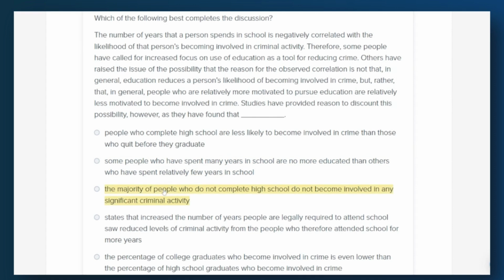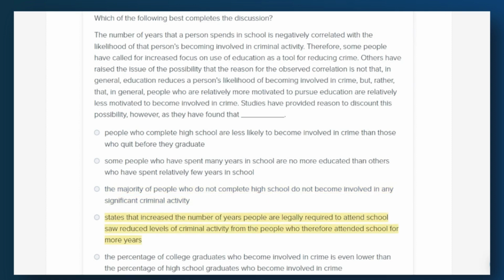C, as they have found that the majority of people who do not complete high school do not become involved in any significant criminal activity. The difference in the rates might be small and it could still be significant. It doesn't have to be a majority. This is an overstatement. It's an argument against a thing that we're not talking about.